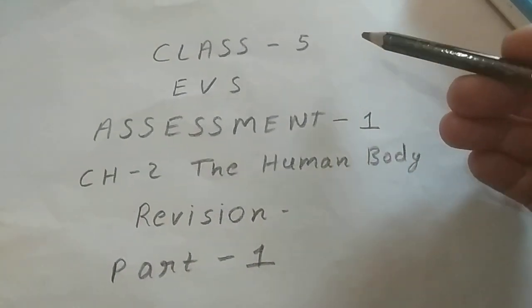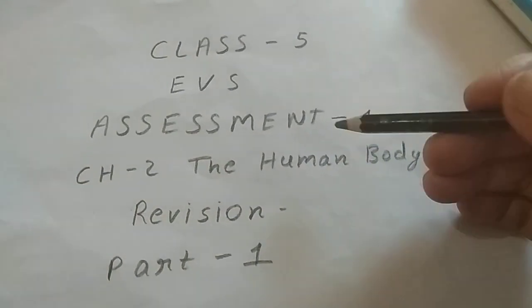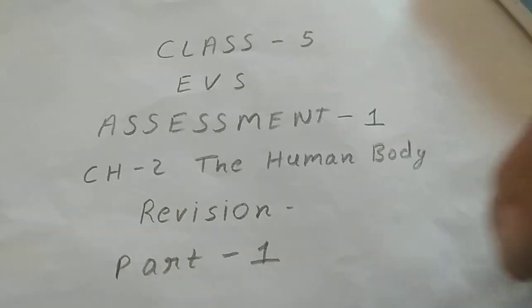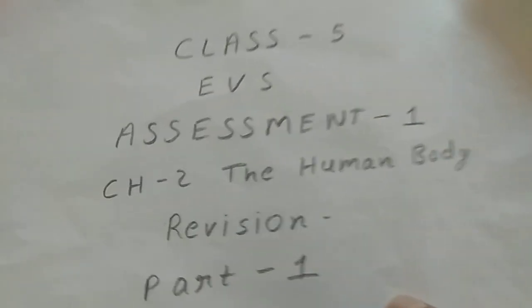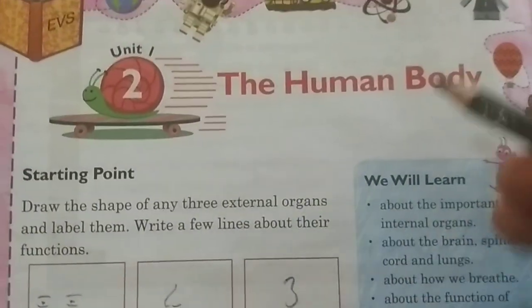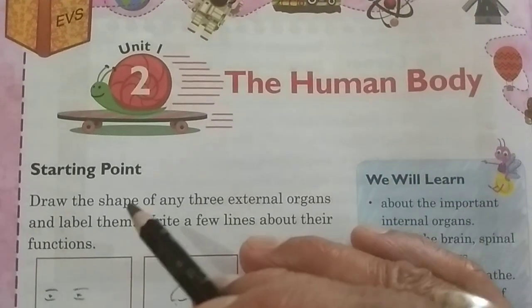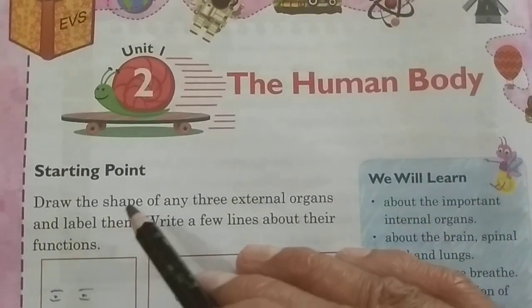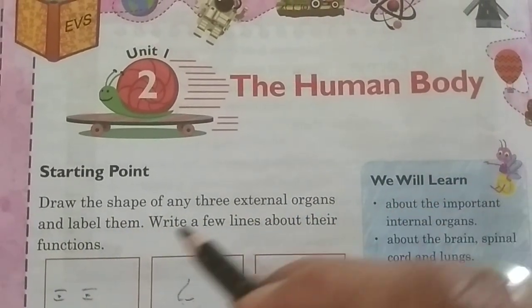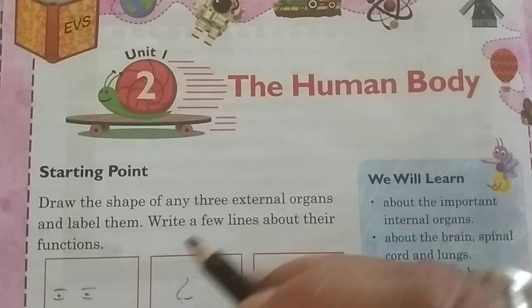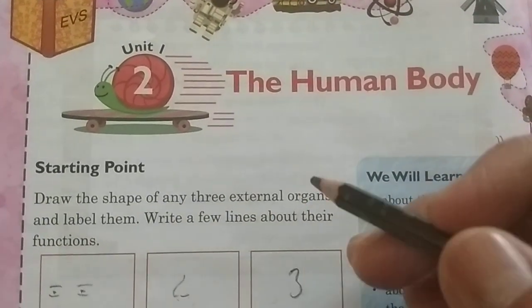Today I am going to start class 5 EVS assessment 1, chapter 2, the human body, revision part 1. Let us start. Unit 1, chapter 2, the human body. Starting point: draw the shape of any three external organs and label them. Write a few lines about their function.